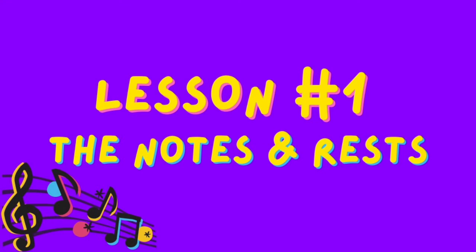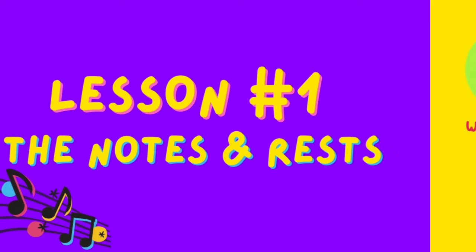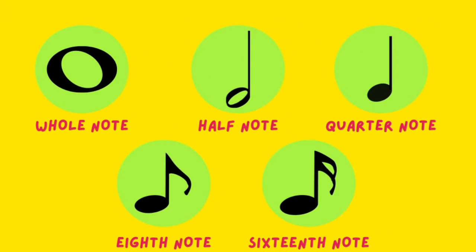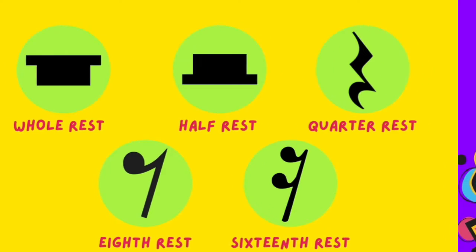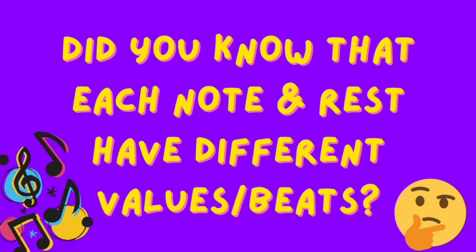Let us have our first basic lecture for today, the notes and rest in music. Music has different types of notes. There are whole, half, quarter, eighth, and 16th notes. And we may also know the names of the different kinds of rest by just simply changing the word note to rest. But did you also know that each note and rest have different values or beats?